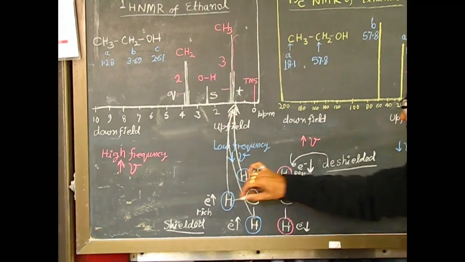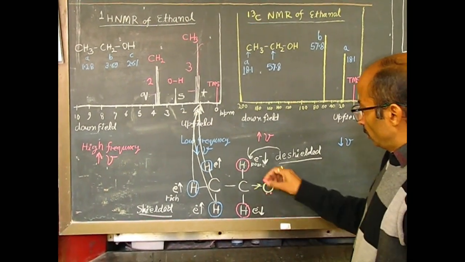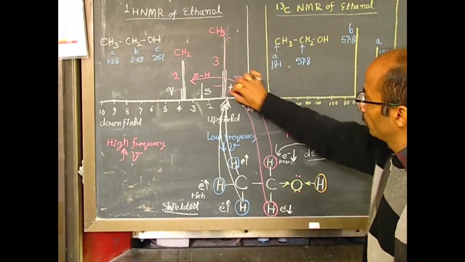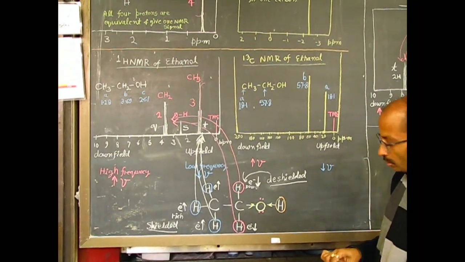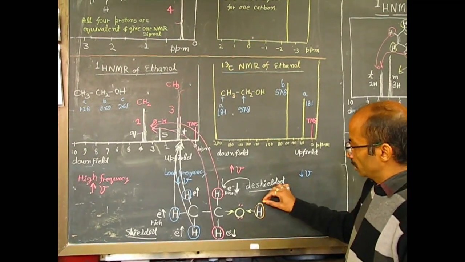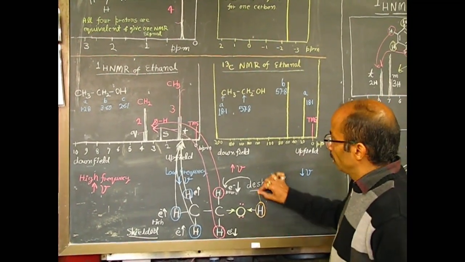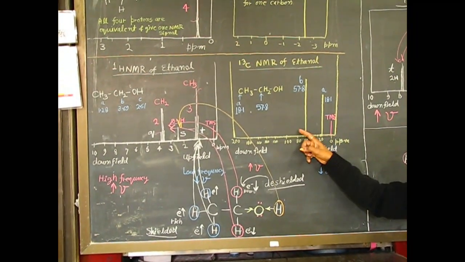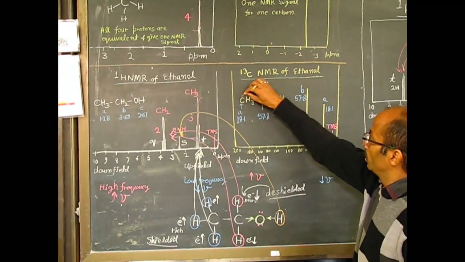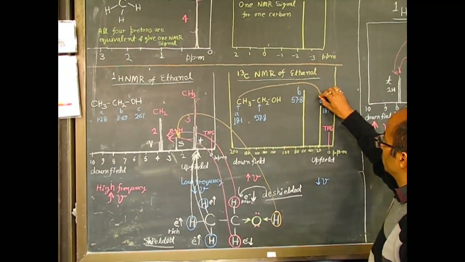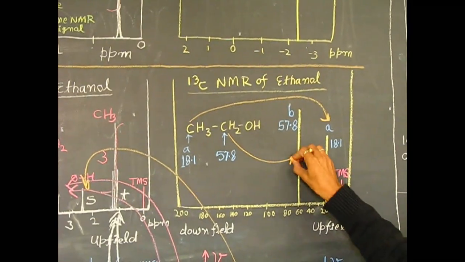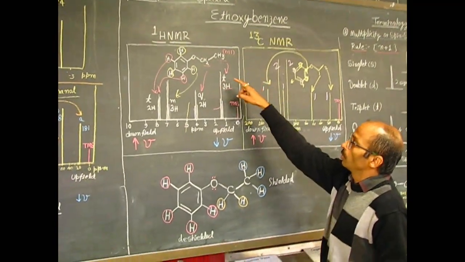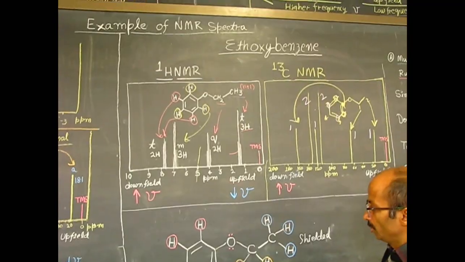here, and these deshielded protons appear downfield, and the effect on this hydrogen sometimes changes, so it is coming here. And similarly, in the case of carbon also, this carbon's proton is shielded, and this carbon is just deshielded.